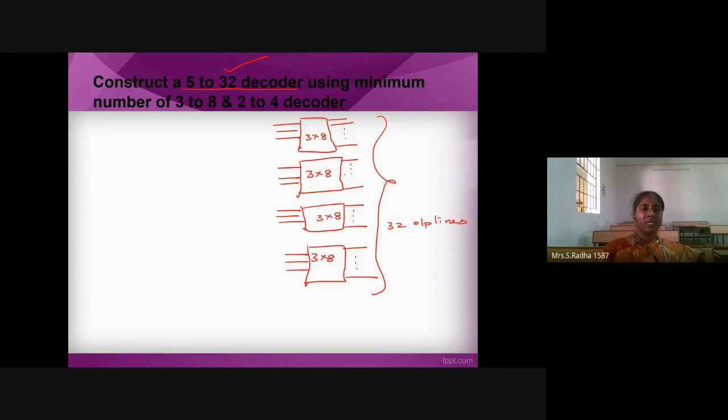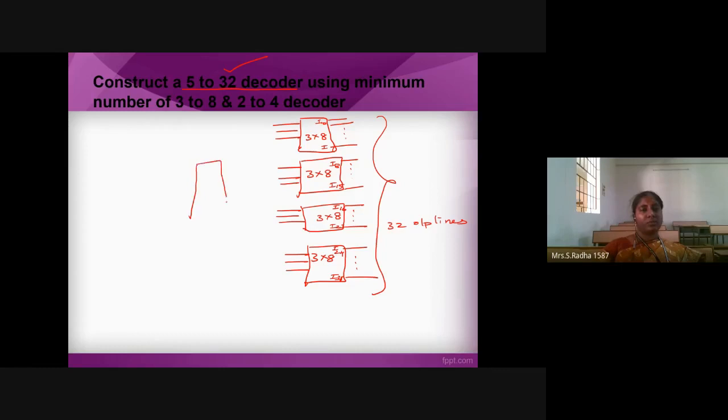Now input lines are okay, but you want an enable pin, no? Which one should come on when? This is I0, this is I7, I8 will start, I15 will be the last line, I16 will start, then I23 is the last line, I24 will start, and the last line is I31. 32 output lines. But you have to enable the decoders. So what we will do, we can use 2 by 4 decoders, and 4 output lines are going to come.